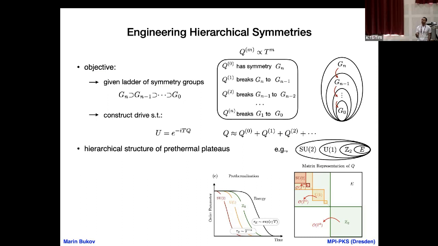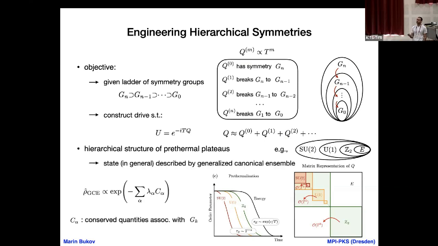be well controlled. So for instance, in this case, the SU2 symmetry is the one that gets broken first. Therefore, the SU2 plateau survives for the shortest amount of time. But even though the SU2 plateau dies, the U1 plateau might survive for longer. And so for the Z2 plateau. And of course, everything is upper bounded by the lifetime of the energy plateau, which for sufficiently short-range interacting systems is known to be exponentially long.